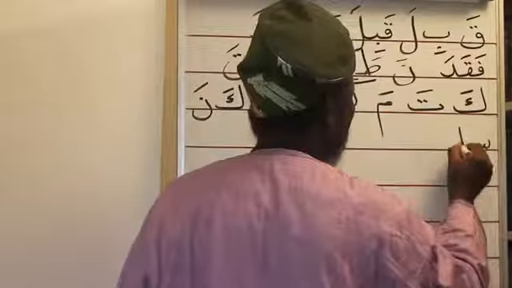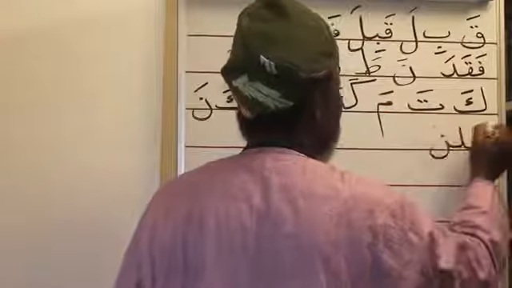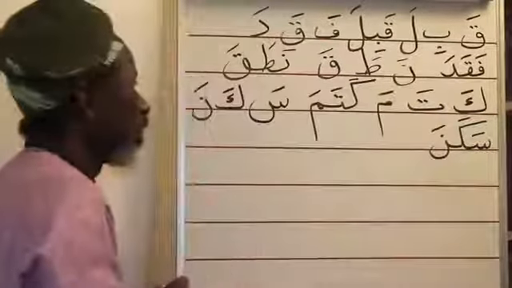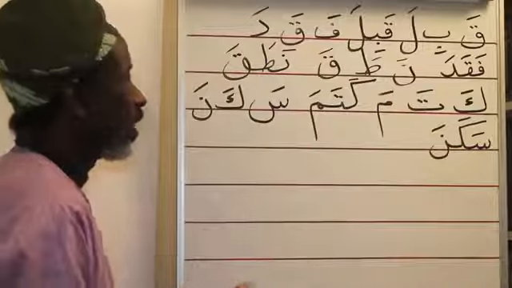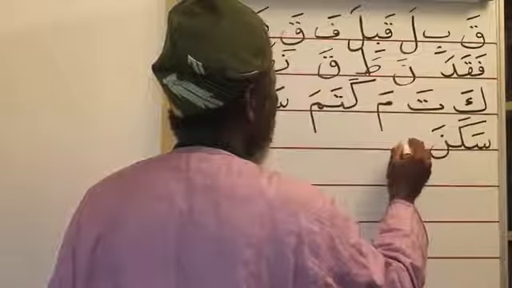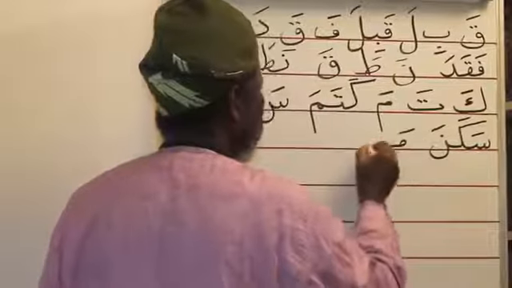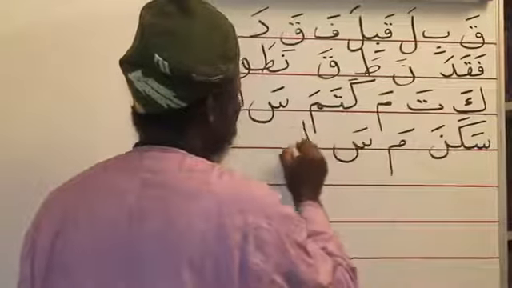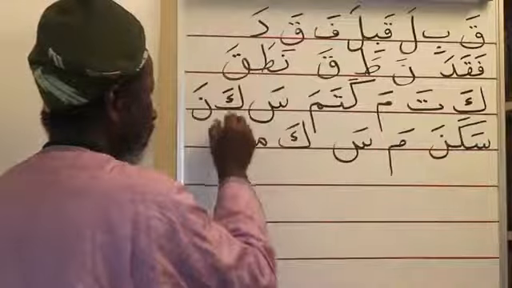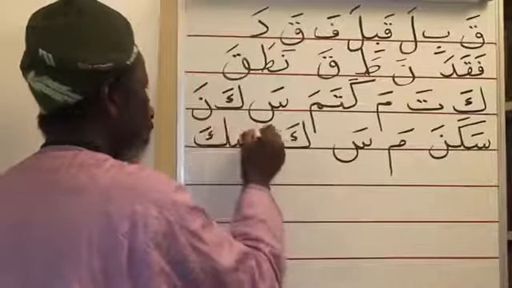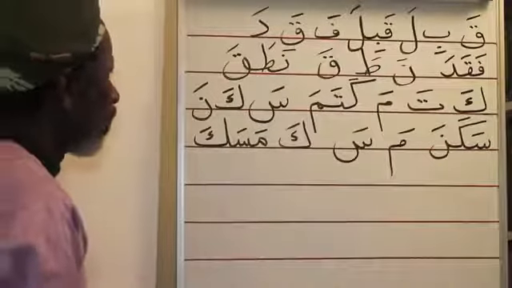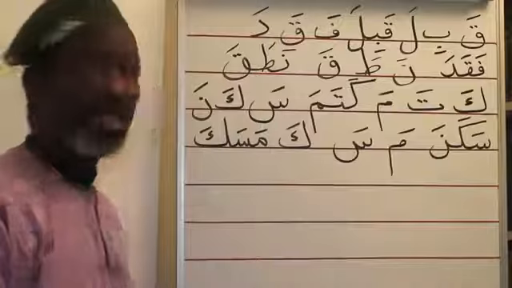Sa, ka, na. Sakana. We're looking for kaf at the end, like a massacre, for instance. Massacre. Ma, sa, ka. Massacre. Joined. Ma, sa, ka. With that, we've concluded now page 38.